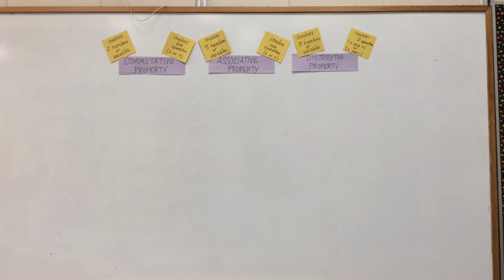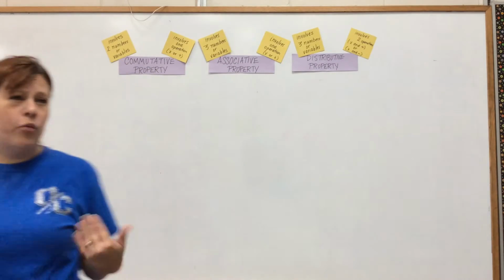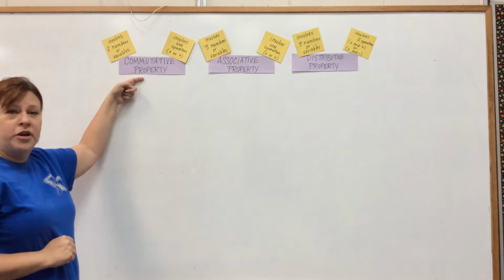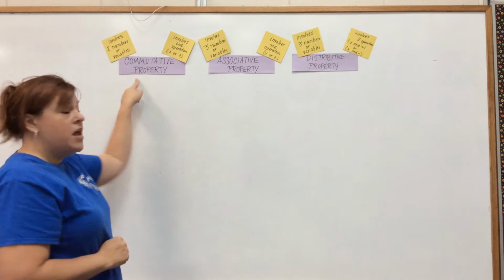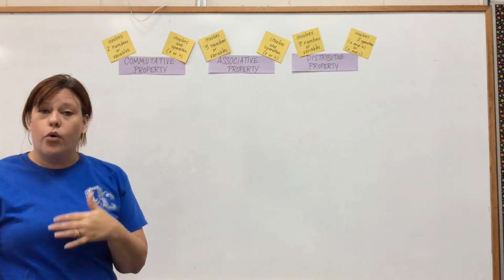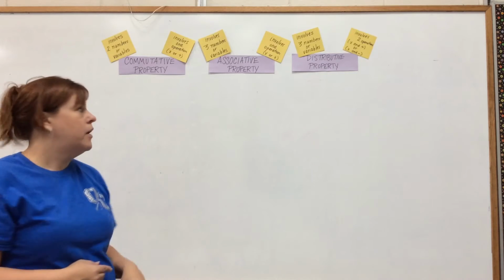This lesson is on properties, okay? And you've been learning about properties for a long, long time. So some of these will be a review, but we're going to look at them in a different way today. All right, so we're going to talk about the commutative property. The commutative property is all about order, okay? It does not matter in what order you add numbers in, you're still going to get the same sum, okay?